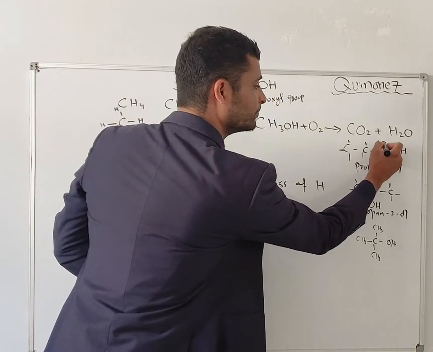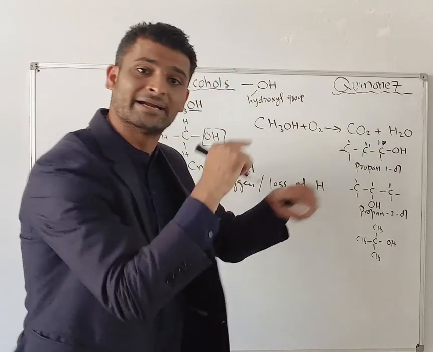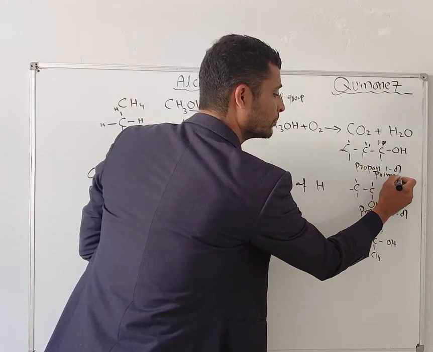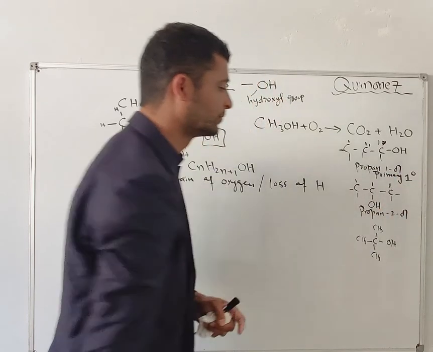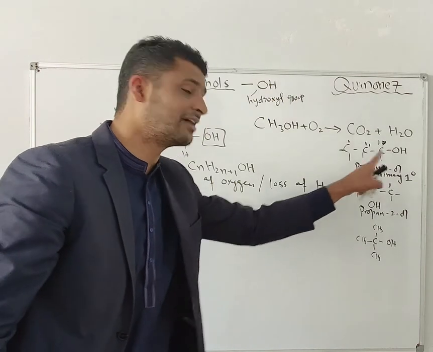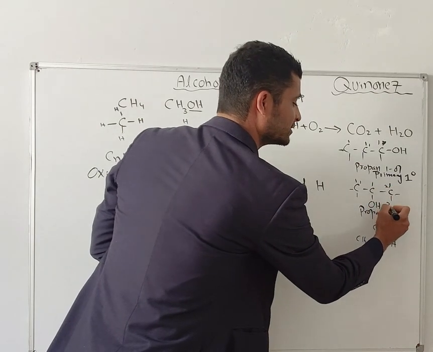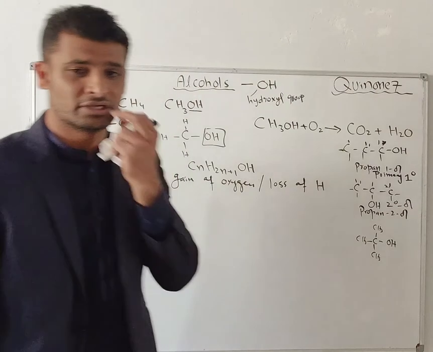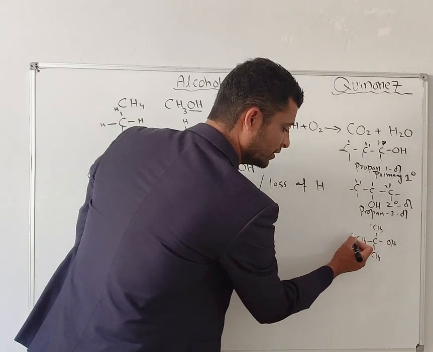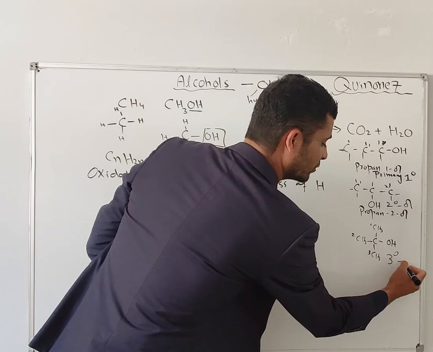When the carbon which is attached directly to the OH is connected with one carbon atom directly, that is known as primary alcohol, meaning 1° alcohol. When the OH group is attached to a carbon atom, and that carbon atom is attached to 2 carbon atoms, one on each side, that is known as secondary alcohol, so you can say 2° alcohol. When the carbon which is attached with the hydroxyl group is attached with 3 carbon atoms directly, it is known as a tertiary alcohol.